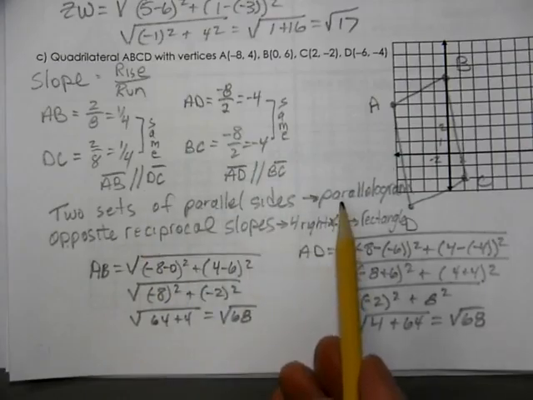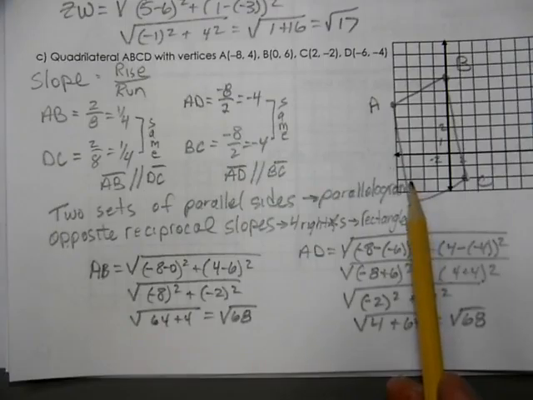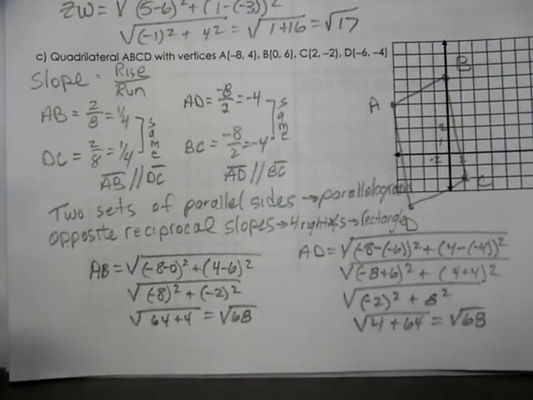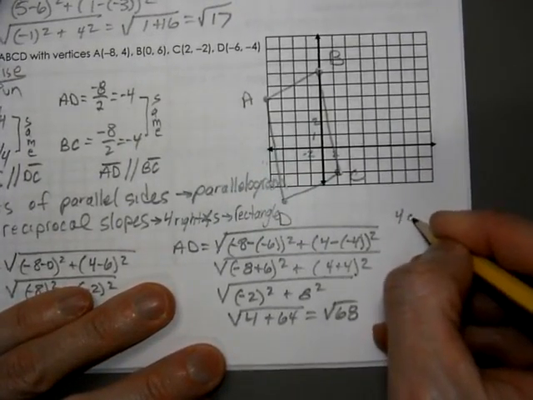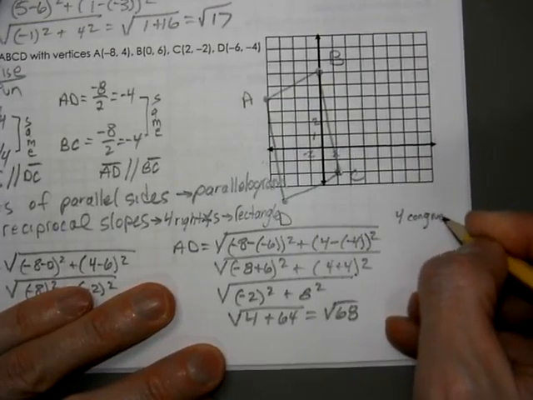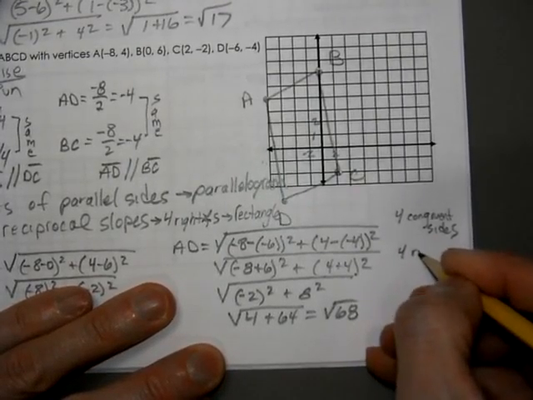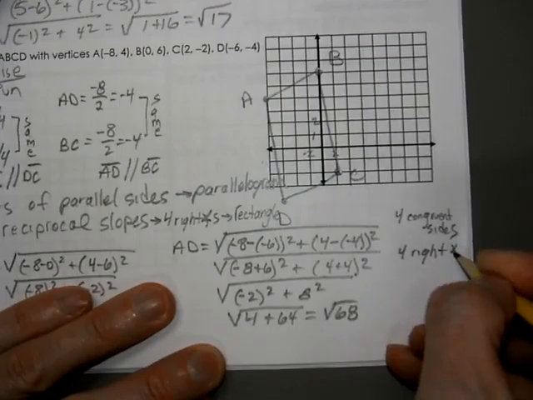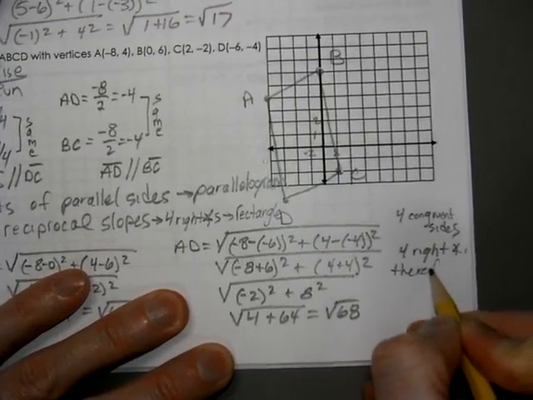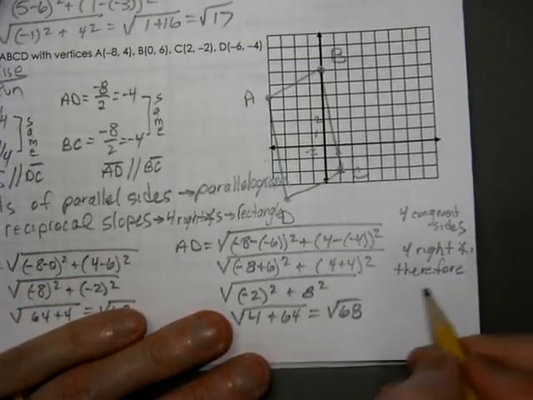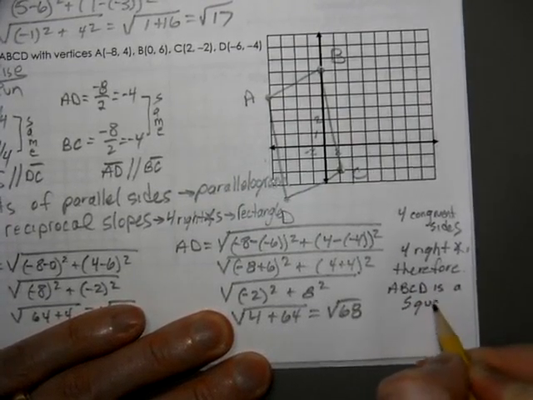Now because it's a parallelogram, two sets of parallel sides, we know opposite sides are already congruent. And consecutive sides are congruent. So we have 4 congruent sides. We have 4 right angles. Therefore, ABCD is a square.